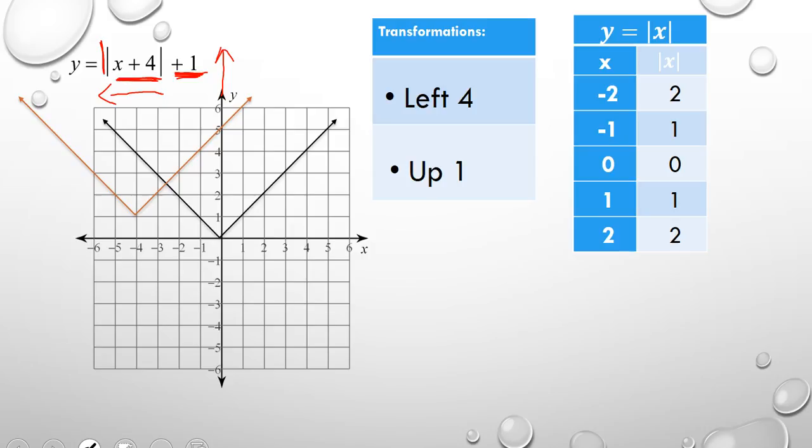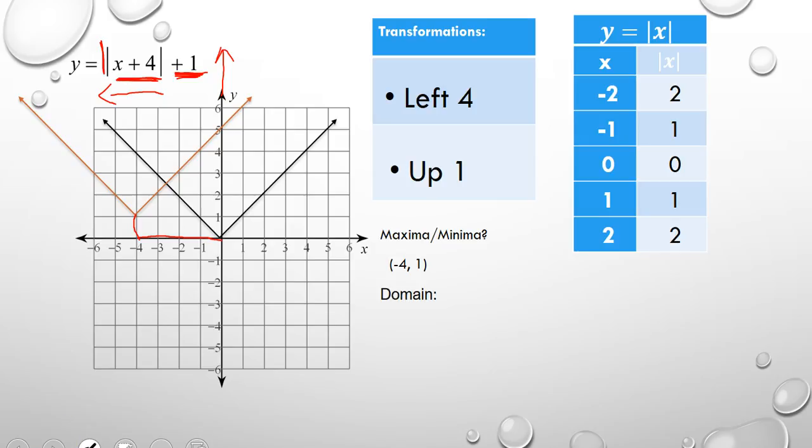Like if I just use (0, 0) as an example, you go to the left 4 units, which would bring you to negative 4, and up 1, which would bring you to positive 1. And that actually brings us to our vertex, which represents a minimum in this case. So you were asked if it's a maximum or minimum. It is a minimum, and it's at (-4, 1).